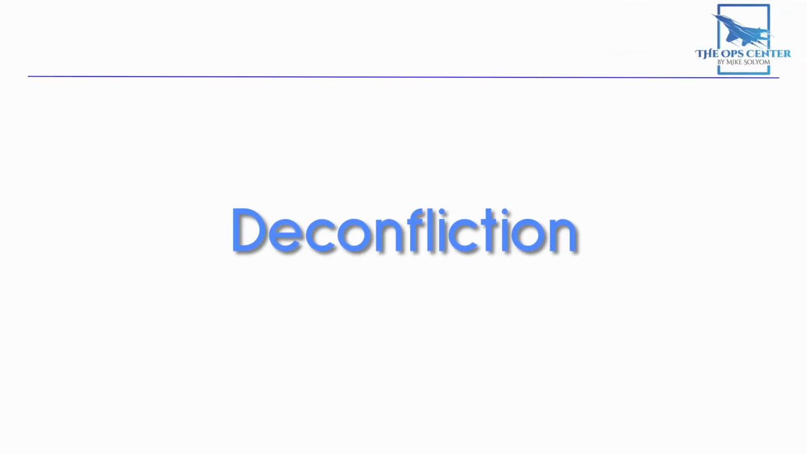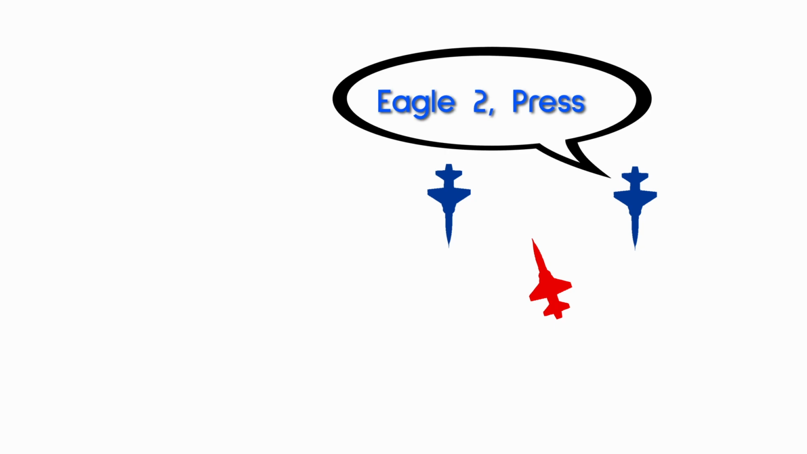Throughout this series, we've talked about how the support fighter is responsible for deconfliction. The same holds true here. If you're in a position where you can deconflict from your wingman, then you want to let your wingman know. A flight lead can direct the wingman to become the engaged fighter with the radio call of Eagle 2 press. Eagle 2 would then respond with Eagle 2 engage to acknowledge. That's how a flight lead takes on the role of deconfliction.